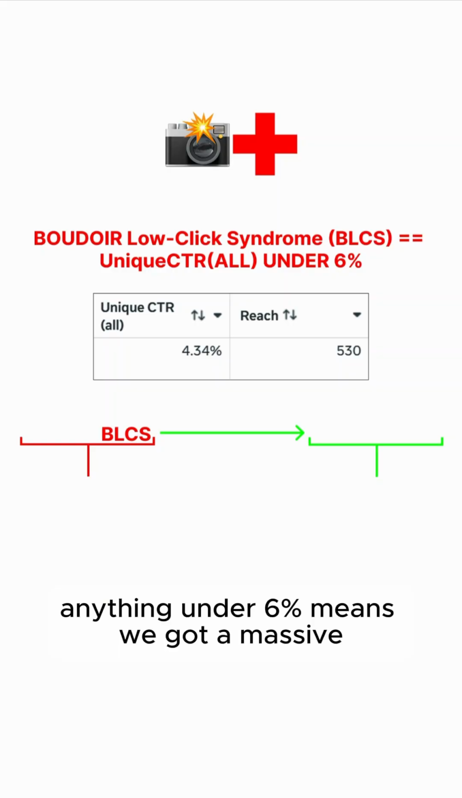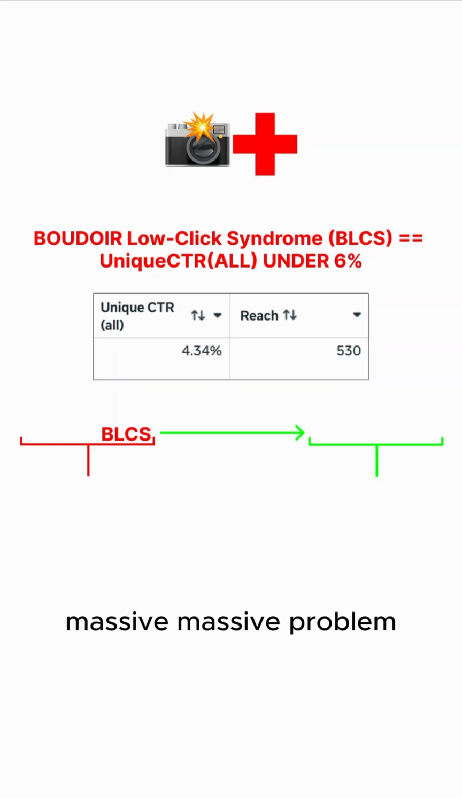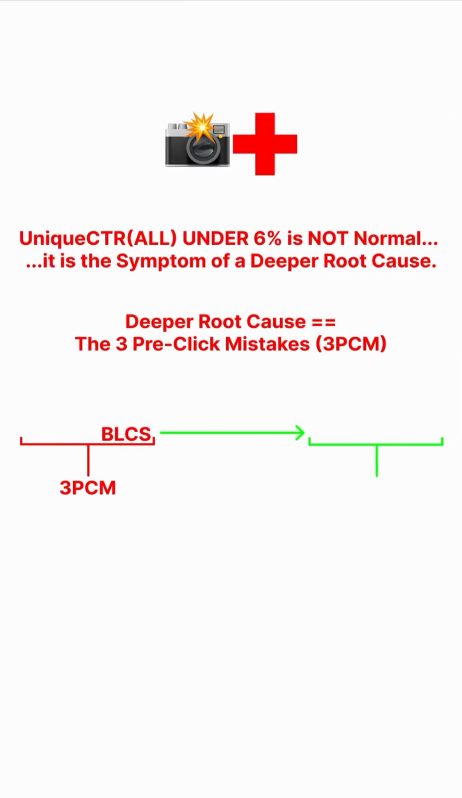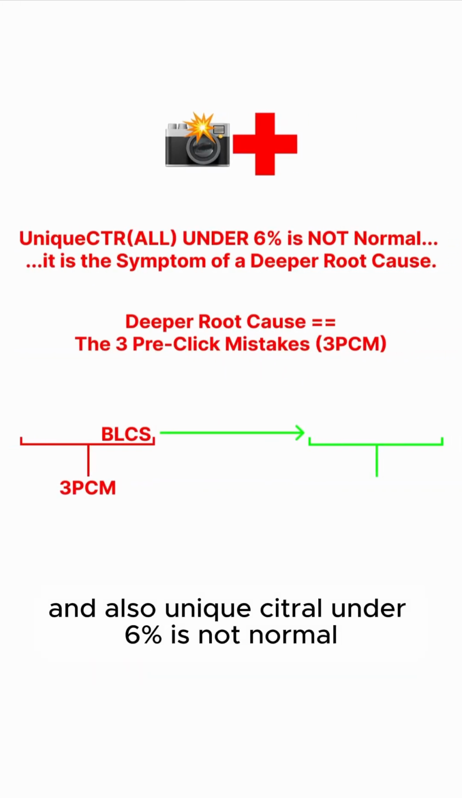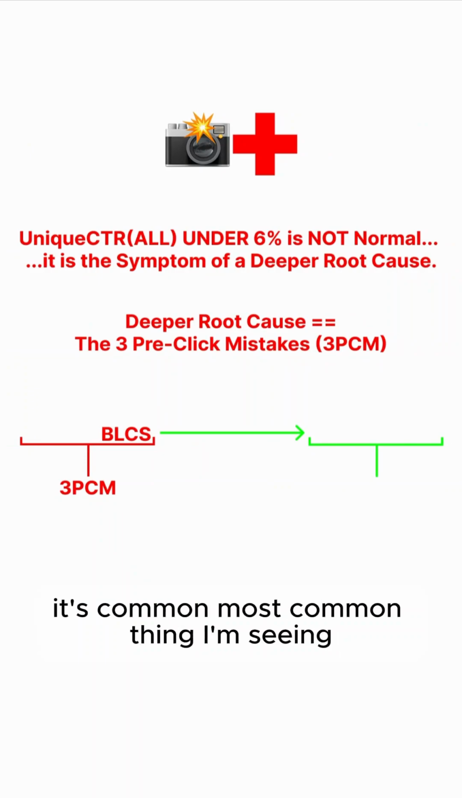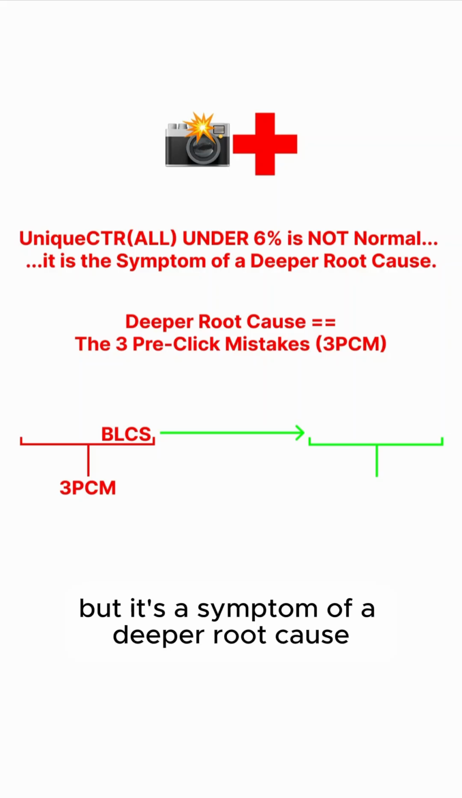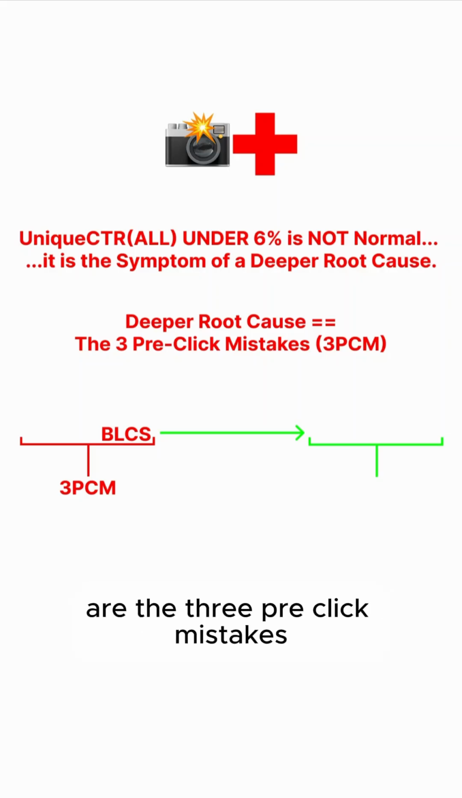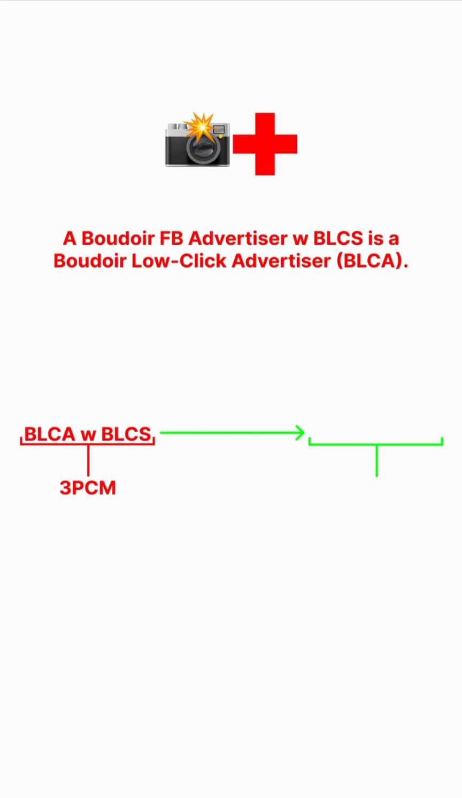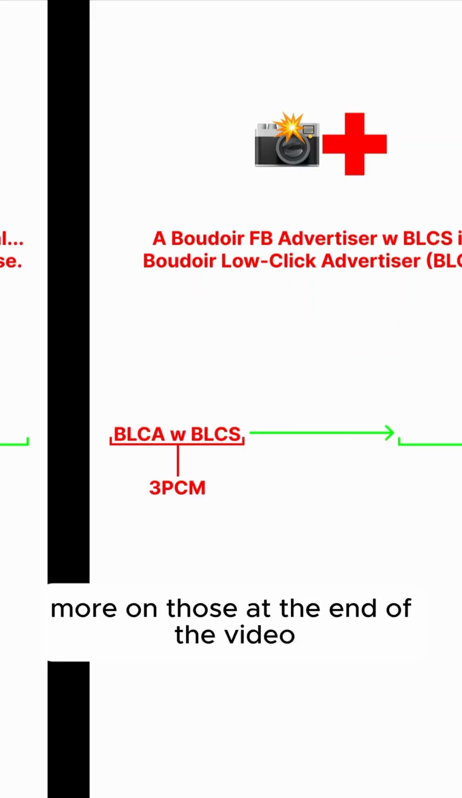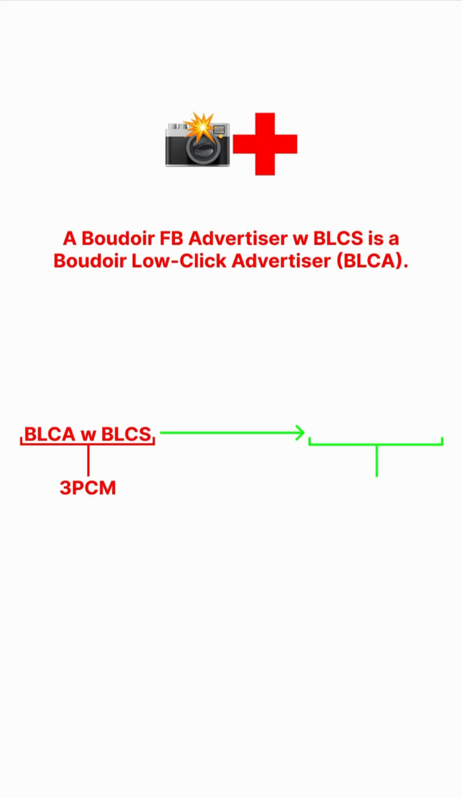Anything under 6% means we've got a massive, massive, massive problem. And also, unique CTR under 6% is not normal. It's common, the most common thing I'm seeing, but it's a symptom of a deeper root cause. And the deeper root cause is the 3 pre-click mistakes. More on those at the end of the video.